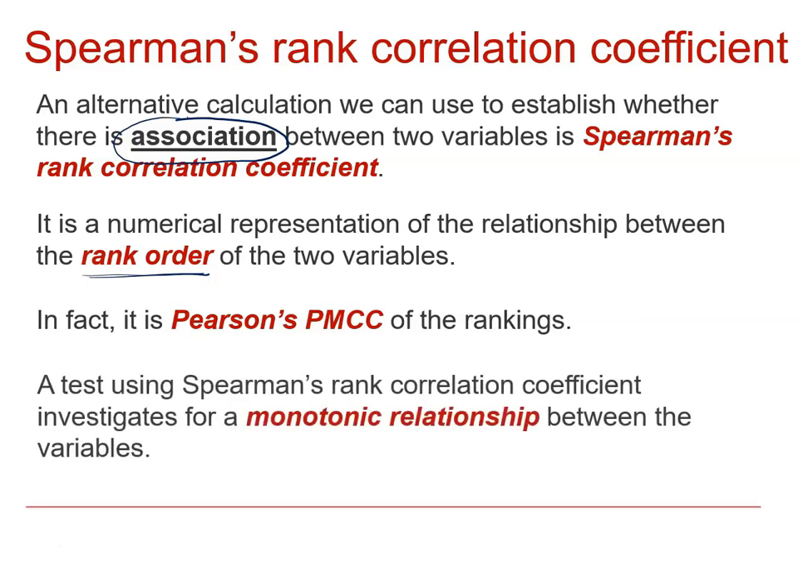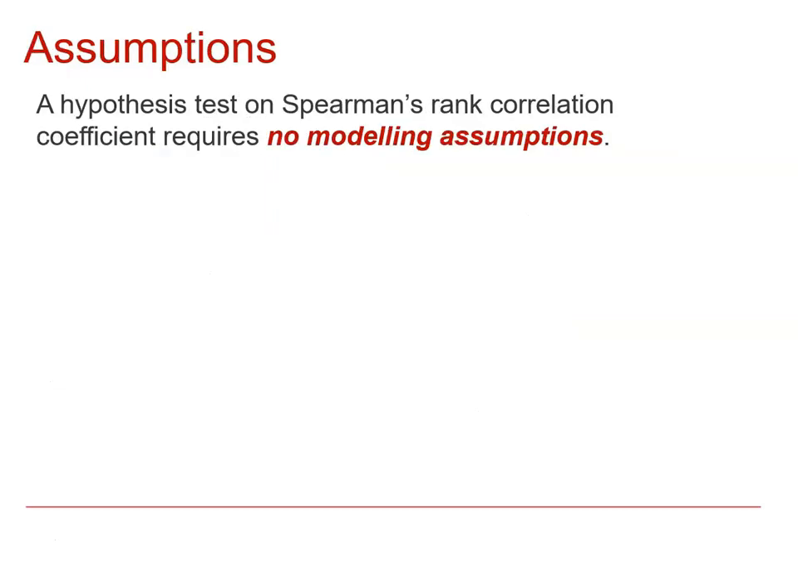A test using Spearman's rank correlation coefficient investigates for a monotonic relationship between the variables. This simply is looking for a relationship such as if one value goes up, so does the other, or the contrary. We're not interested in whether that is a linear relationship. But the beauty of Spearman's rank correlation coefficient is that it requires no modelling assumptions.